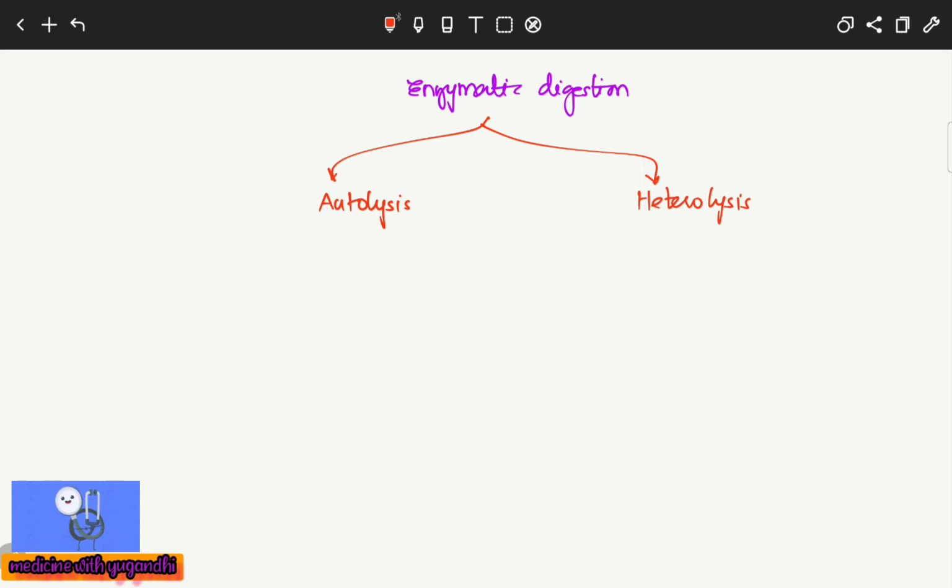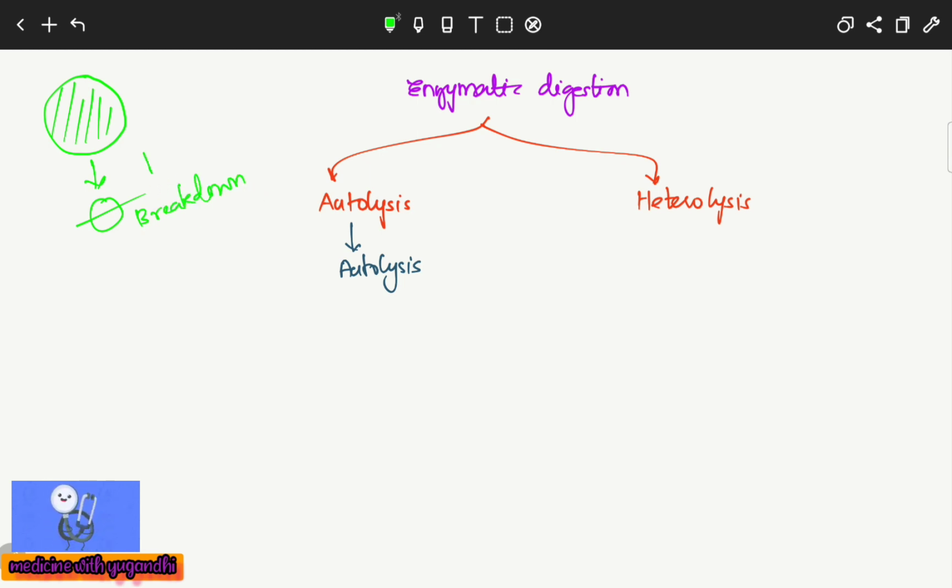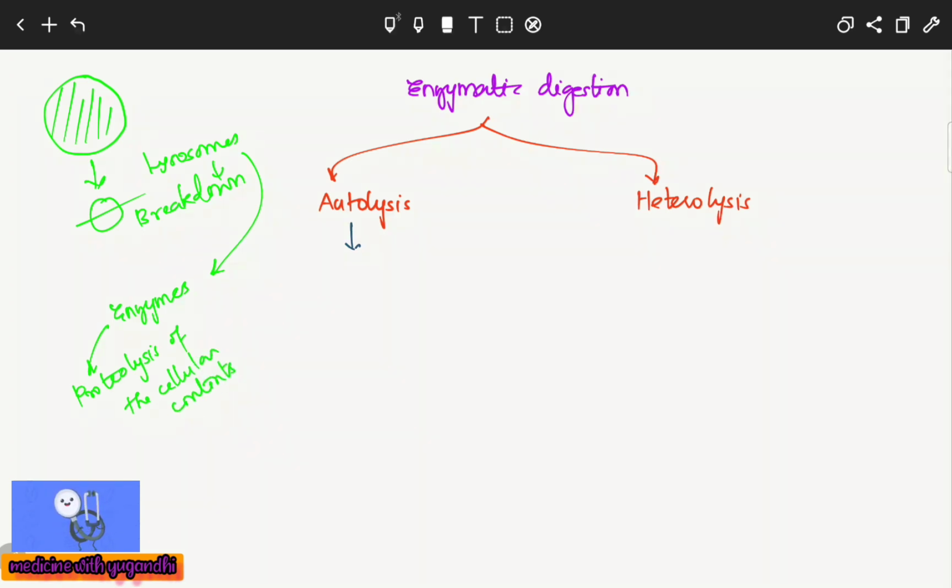If the cell's own enzymes digest the cell contents, then it is called autolysis. For a better understanding, I'm repeating again. If a cell gets injured, let us keep this as a cell, the cell organelles like lysosomes break down. They lead to the release of enzymes, so they lead to proteolysis of the cellular contents. What I'm trying to say is that these digestive enzymes are released from the cell's own organelles, not from the outside. This type of enzymatic digestion, digesting the cell's own contents, is called autolysis.